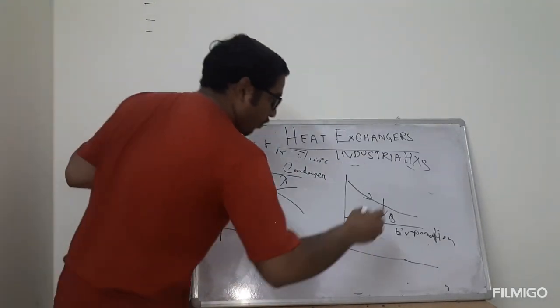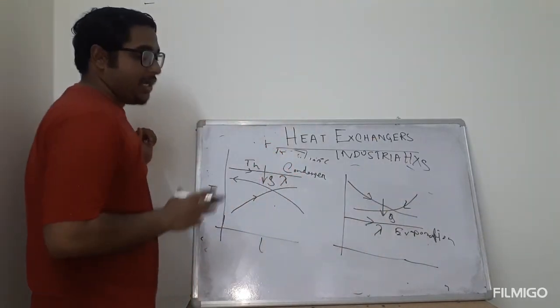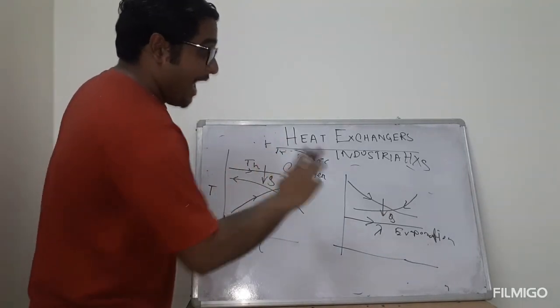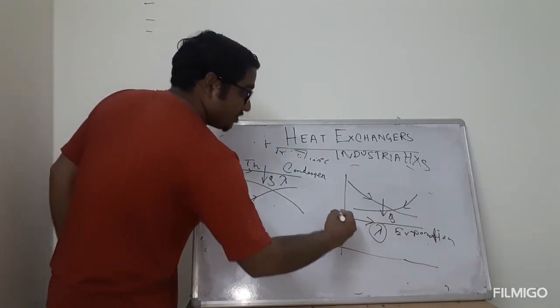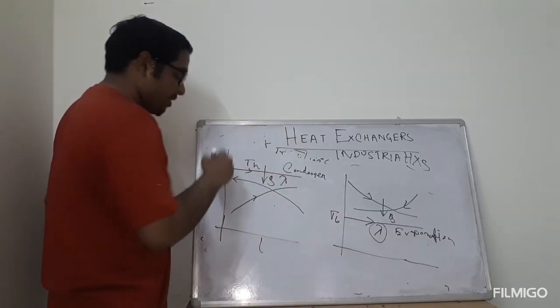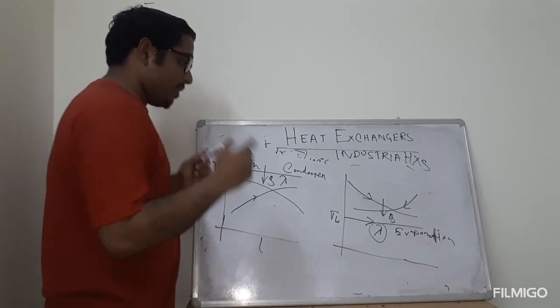For a counter current flow, it will be something like this. The hot fluid temperature coming down and the cold fluid temperature not increasing but gathering its heat as latent heat of vaporization. So this is a constant temperature, that is the boiling temperature. This is a constant temperature, that is the condensation temperature, TC. So this is what is happening in a condenser and evaporator.